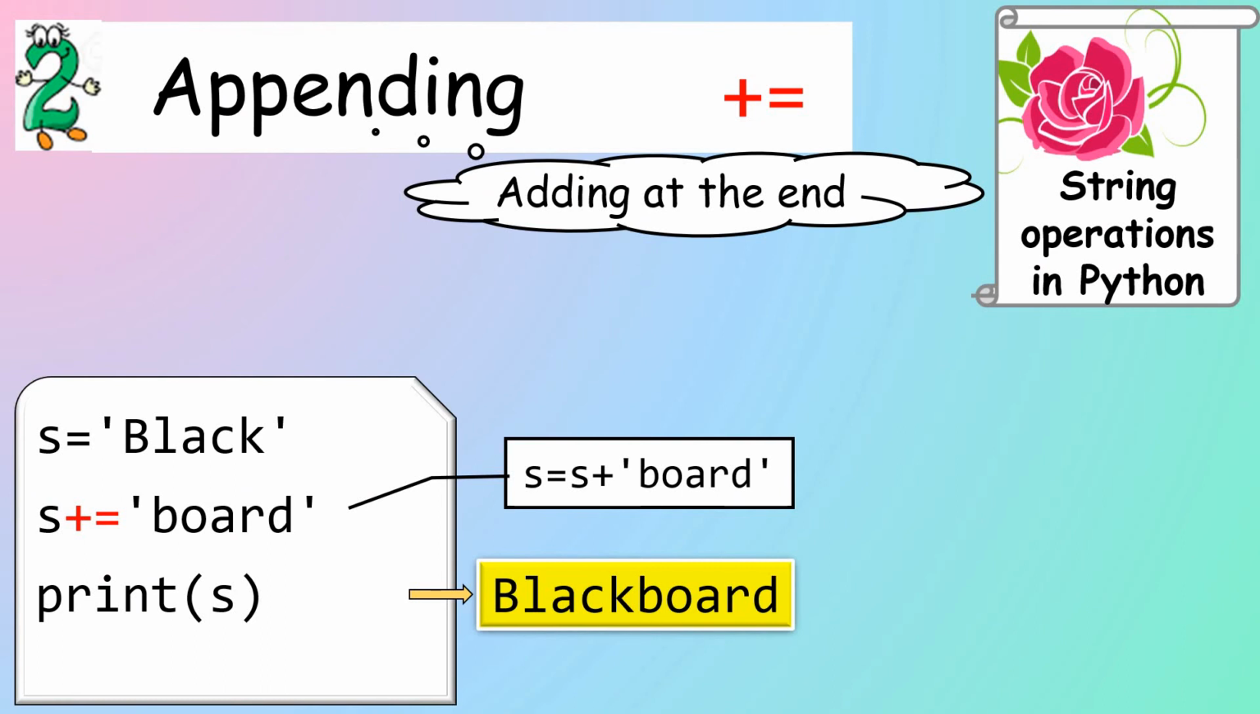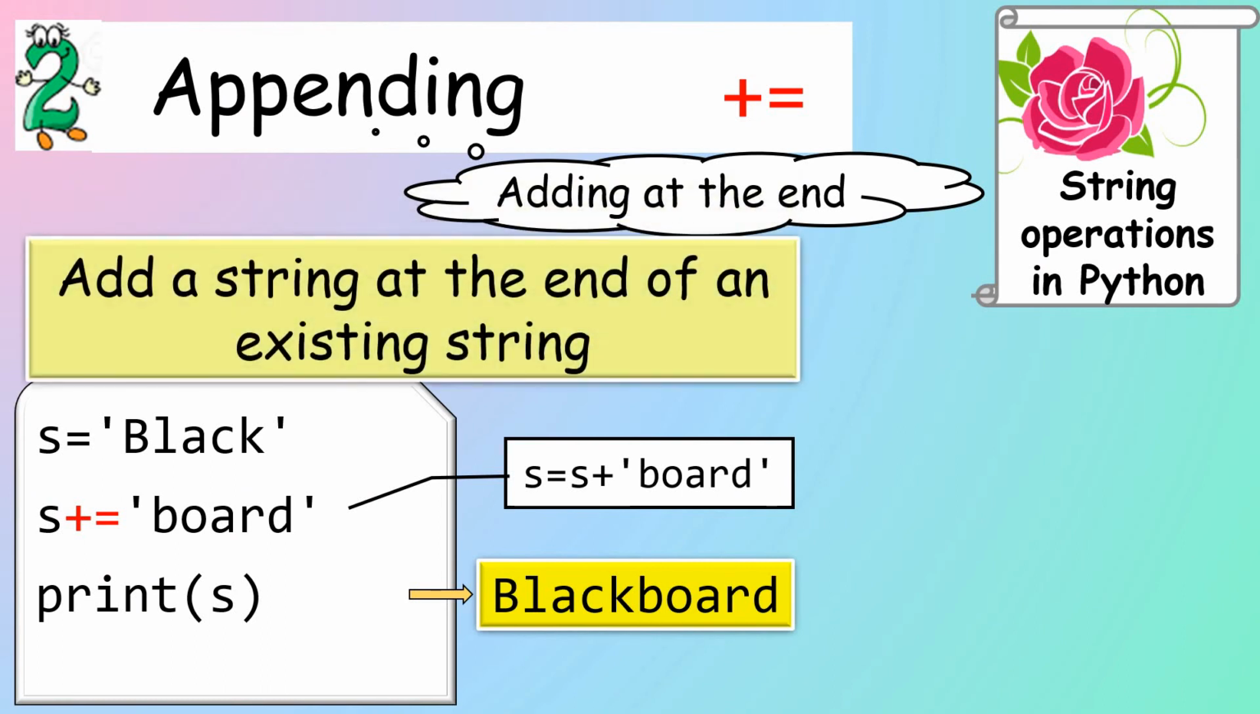Appending operation is used to add a string at the end of an existing string. So here the string black is the existing string and the another string board is added or appended with it. So that is the meaning of appending.